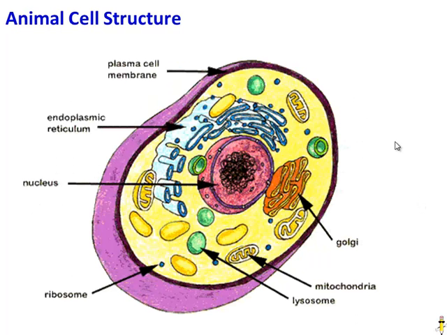An animal cell has many of these same structures: the membrane, the endoplasmic reticulum, a nucleus, ribosome, lysosome, that's new, mitochondria, and the Golgi body. You're probably noticing, though, that there are a few things missing from the animal cell. We'll come back to those in a couple minutes. So let's take a look at each of these organelles one at a time and see what they each do.